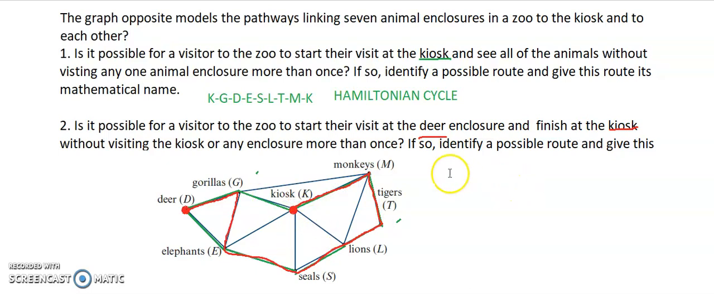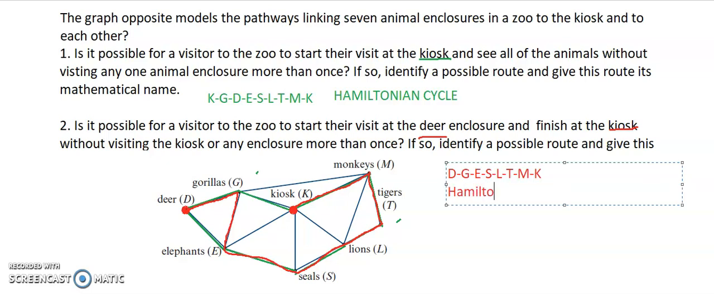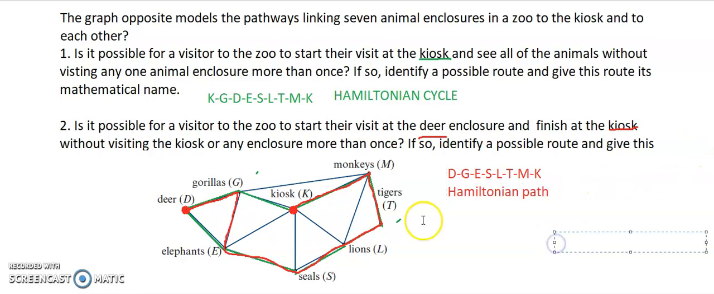Now, in this case, we are able to do it. So I'm just going to write that out. And that is D to G to E to S to L to T to M to K. We call this a Hamiltonian path. And it's a path because the start and end points are different.